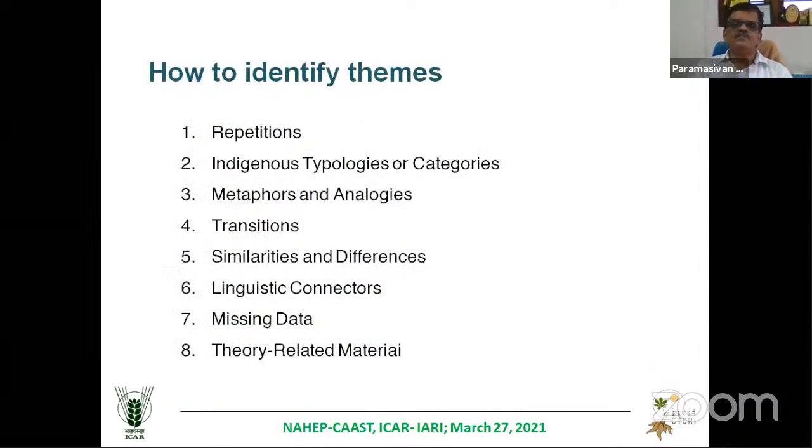And how to identify the theme? Repetitions, something repeated again and again in the sentences. Indigenous typologies or categories, metaphors and analogies, transitions, similarities and differences, linguistic connectors, missing data, and theory-related material. These are the different ways to identify the themes. What metaphor and analogy are, I am not going to explain.